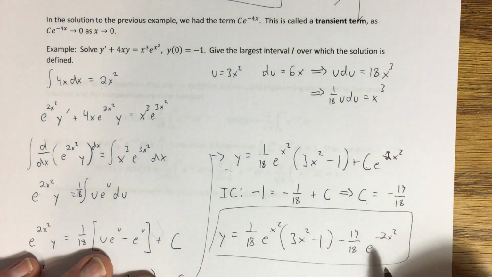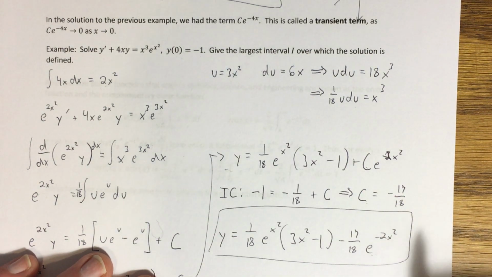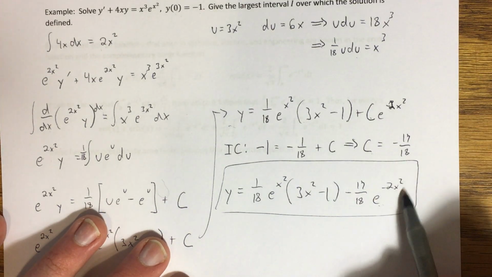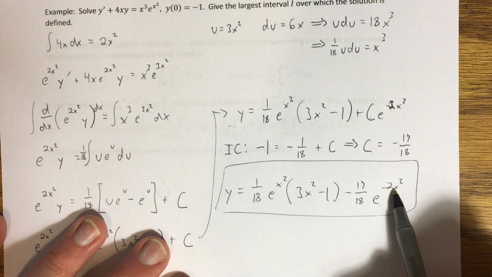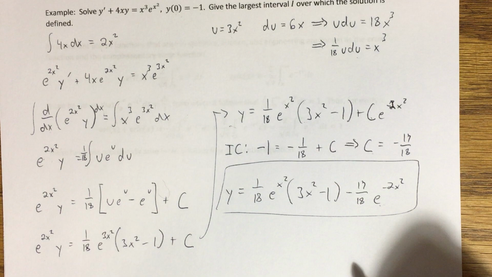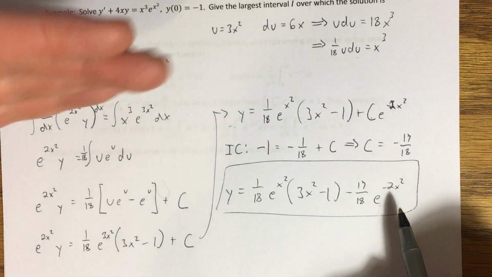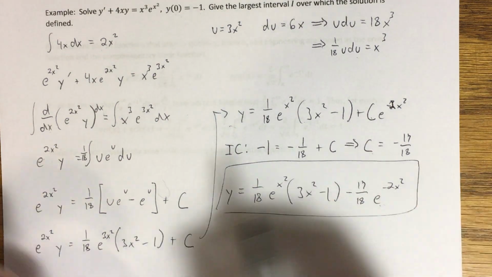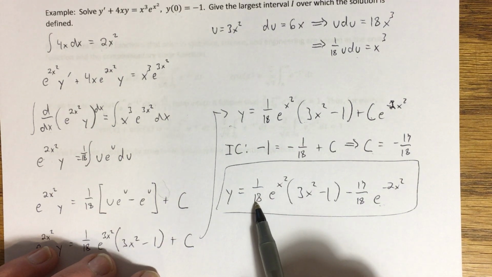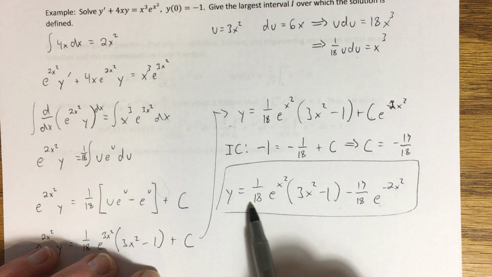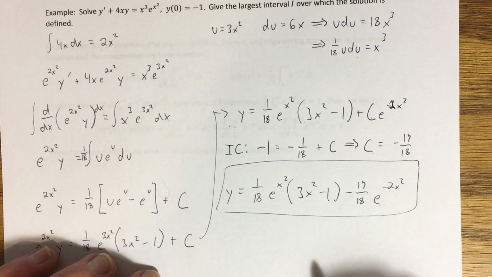Okay, notice that we have a transient term on this solution. Again, this extra term out here is going to very rapidly approach 0 as x goes to infinity. That means in the long-term behavior of this thing, it's going to really just look like this function. It's going to very, very closely approximate this function, because this term becomes negligible after a while.